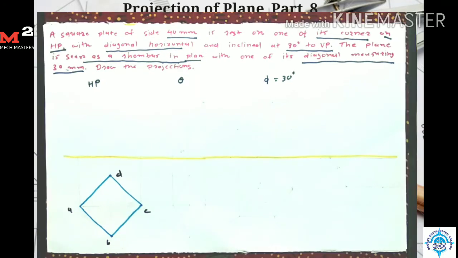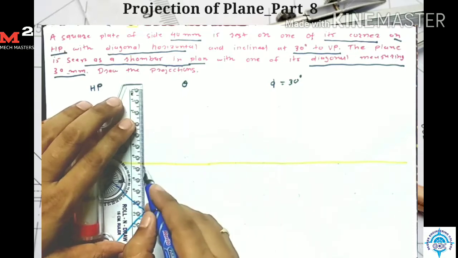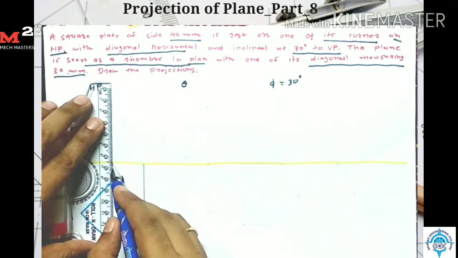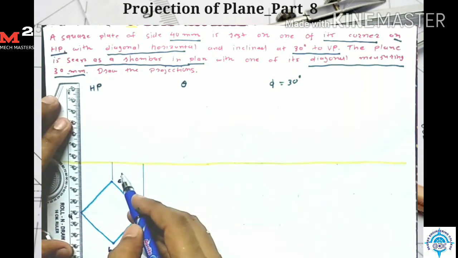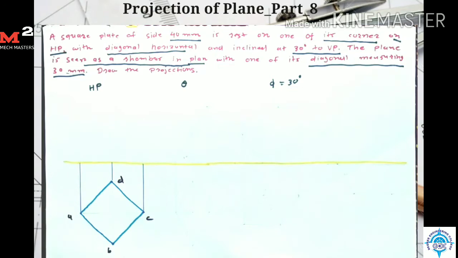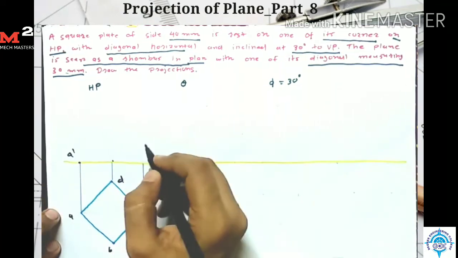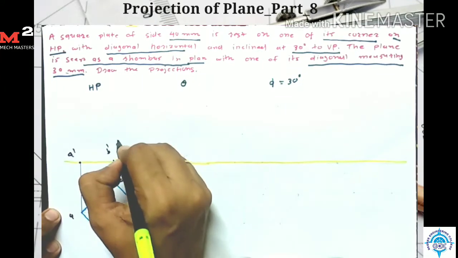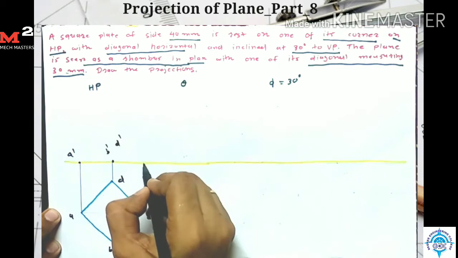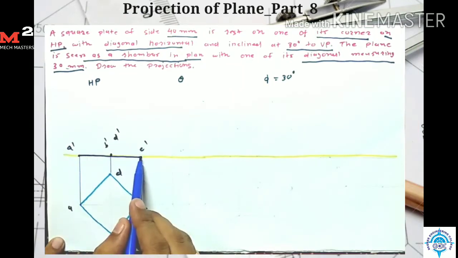Now I simply take the projection from here and from here. Okay, so here I get my point A dash, here I get my point B dash, D dash, here I get my point C dash. Okay, so this line gives me the front view for the first stage.